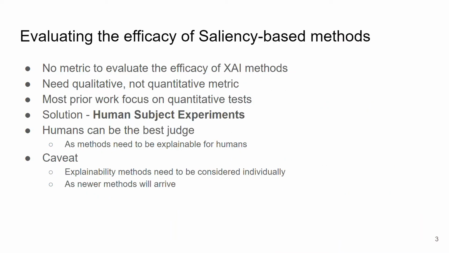There is no metric to evaluate the efficacy of XAI methods, and we need qualitative and not just quantitative metrics. Most prior work that has focused on the evaluation of saliency-based methods consists of quantitative tests. So we have a solution in the form of human subject experiments. We believe that humans can be the best judge for these saliency-based methods, as the methods need to be explainable for humans. The only caveat is that explainability methods need to be considered individually, as newer methods would arrive and we would want to test or judge those methods as well.